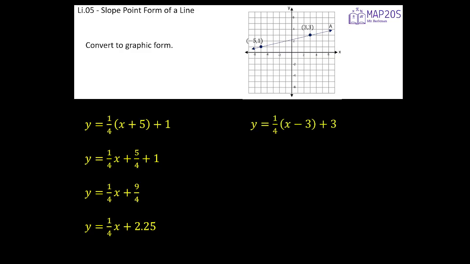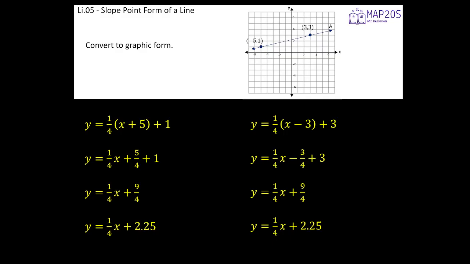Now let me show you the other one. So here is the other equation that we came up with, and let's do the same thing. Let's multiply the quarter through, and we get 1/4 x minus 3/4 plus 3. Let's combine those two together. When we combine -3/4 and 3, we get positive 9/4. Notice the similarity? Yeah, it's also 2.25. So both of these forms of the equation are actually the exact same. They're just using a different point as a reference.